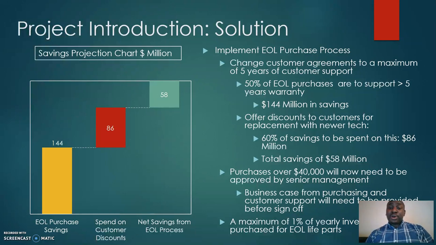Considering the fact that 50% of all our end-of-life purchases are to support parts that offer customer service for greater than 5 years of warranty, we will be saving a whopping $144 million just by implementing that alone. But in order to keep our customers loyal and to keep growing revenue, we have decided to use 60% of that savings to offer discounts to customers to either purchase a new different product in our product line or purchase an advanced version of the product they have grown to love.